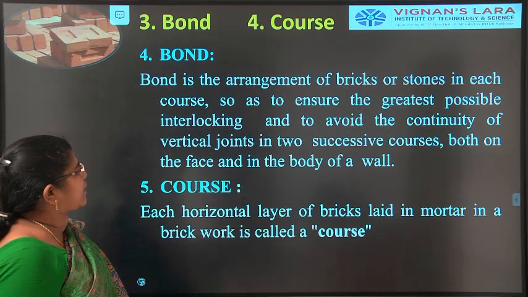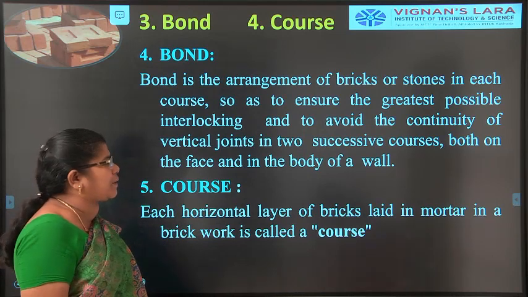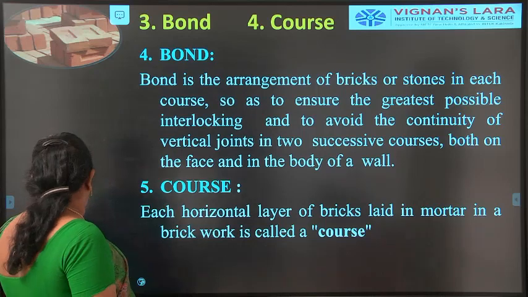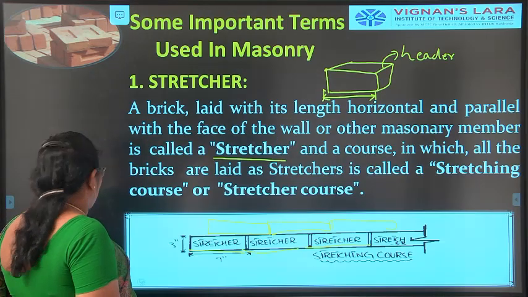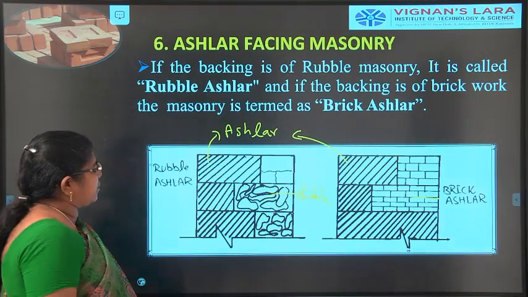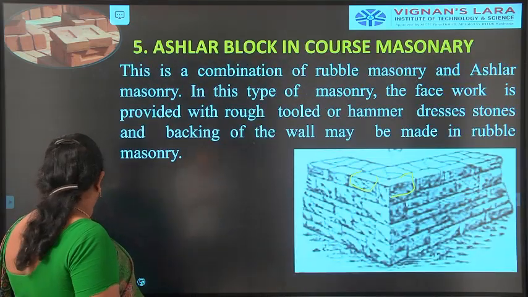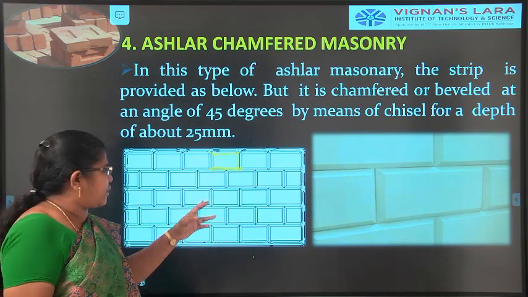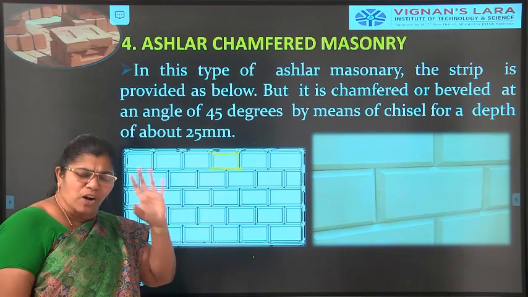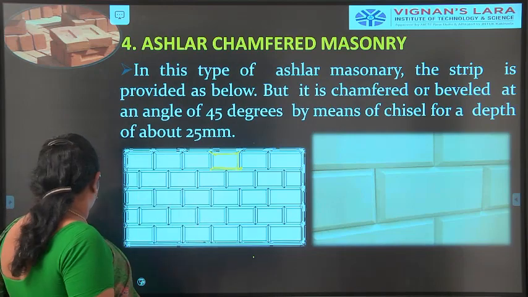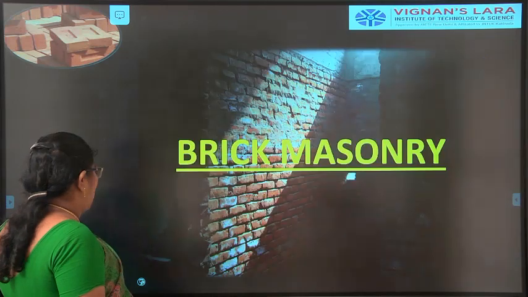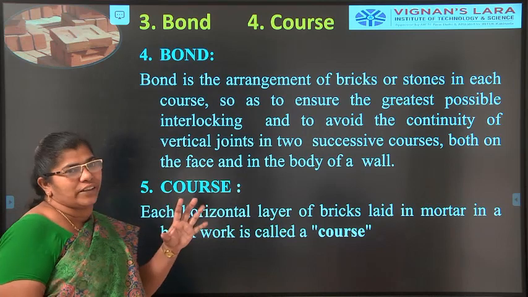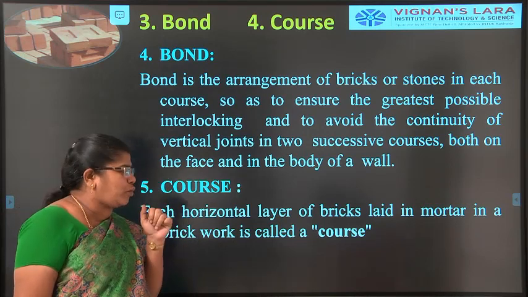And the third one is the bond. The arrangement of bricks and stone in courses to ensure the greatest possible interlocking and to avoid the continuity of vertical joints in two successive courses, that we call the bond. As I told you already, when I am talking about stone also, the joint should not be vertical. For all masonry structures, the joint should not be vertical, and the bond between each layer should be of minimum thickness, but it should ensure greater interlocking between the two sides.